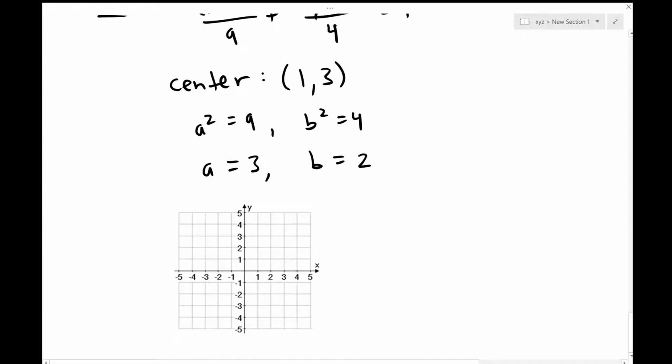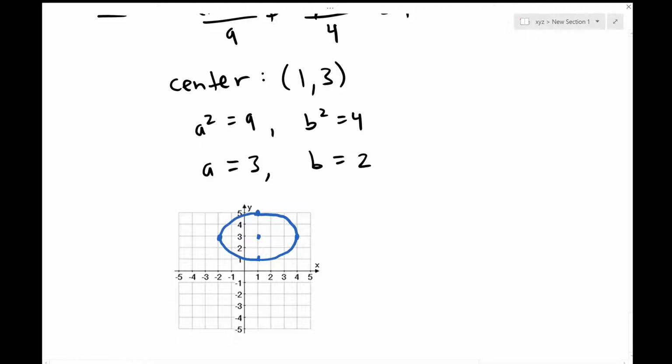So again, we identified the center as being at the point (1, 3). So that would be right here. Then we know that a is 3. So from our center at (1, 3), that means we go 3 units to the right and 3 units to the left. Our b value is 2. So again, measuring from the center, we go up 2 units and down 2 units. So it's these 4 points that we've just created that we use to graph the ellipse. And so it's basically just drawing an oval going through those 4 points.